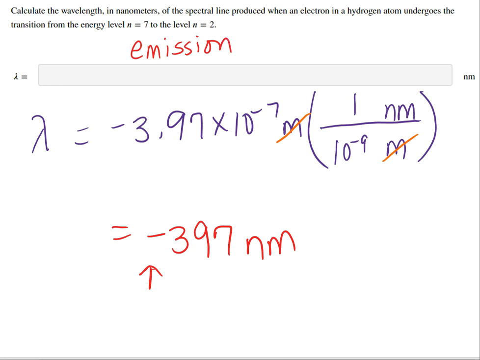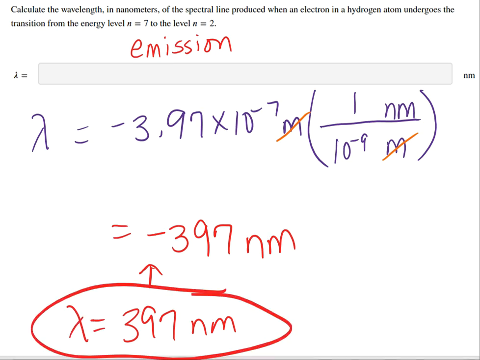So that negative sign, we won't actually show that in our answer. That's just telling us that we are emitting this electron, so we're moving to a lower energy level. And the length between these two is a decrease by 397 nanometers. So you would report this answer as 397 nanometers. So that's how you complete this problem.